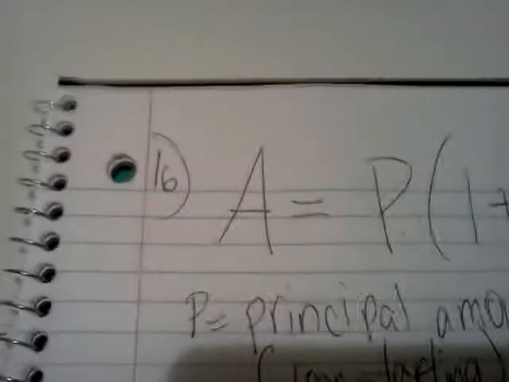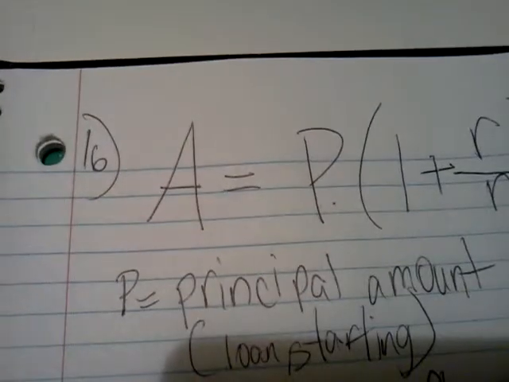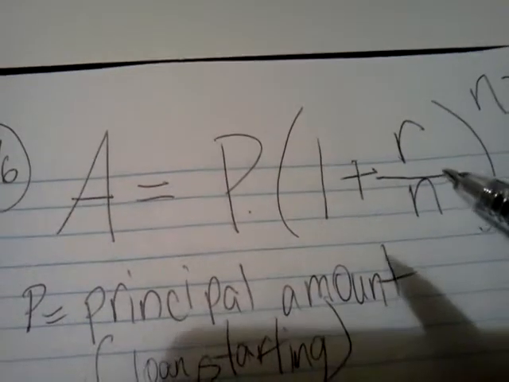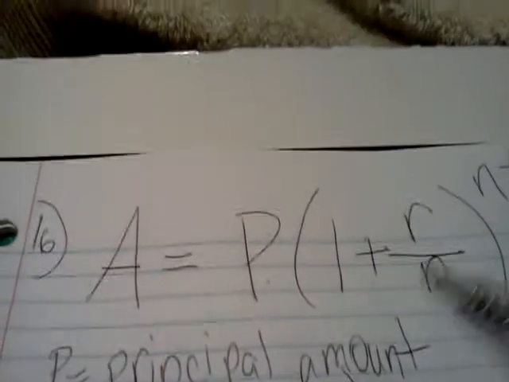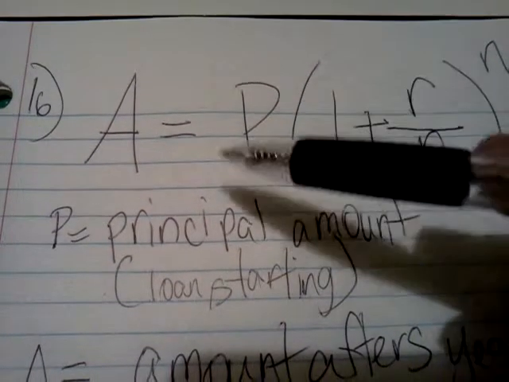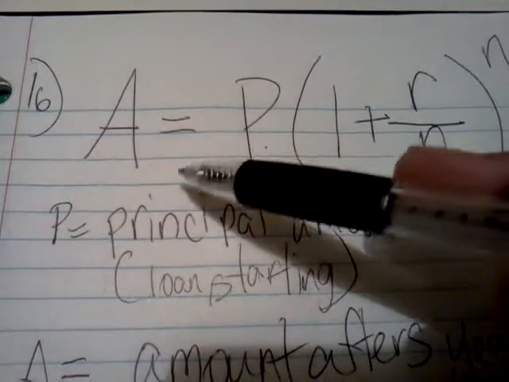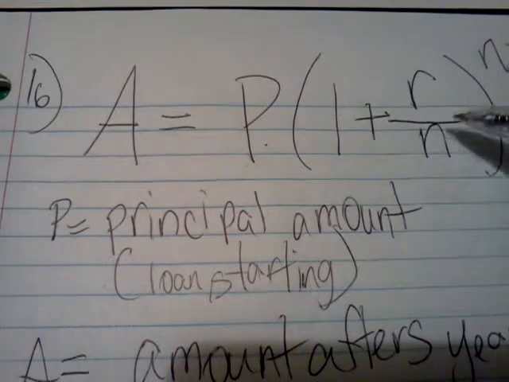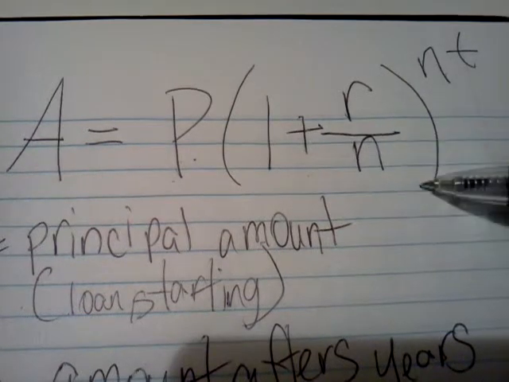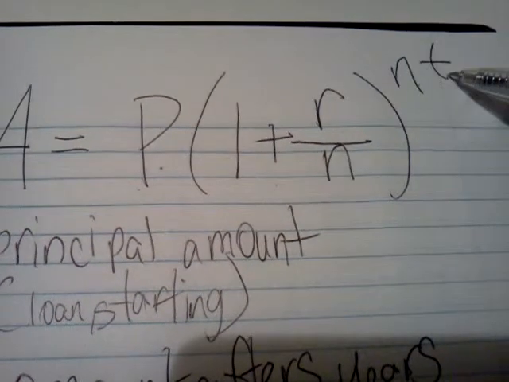Alright, to answer the other page you gave me, I think it was number 16. You have to understand different formulas now for this one. So for the first part, we're going to be using this formula: A equals P times (1 plus R divided by N), all raised to the N times T.